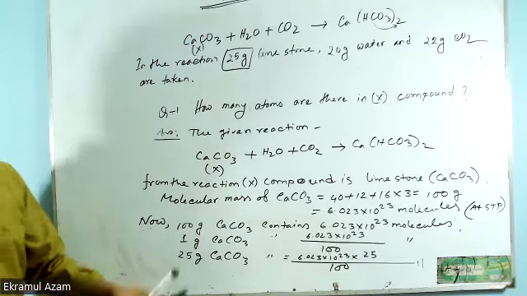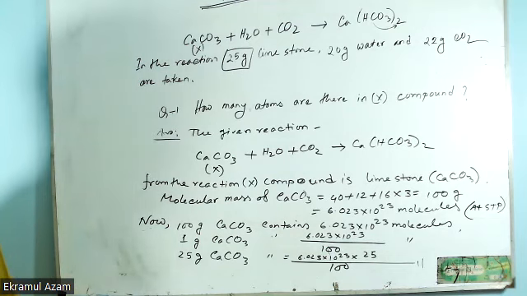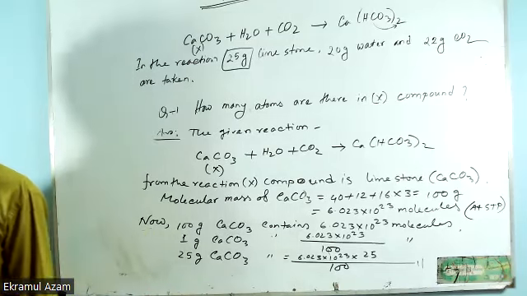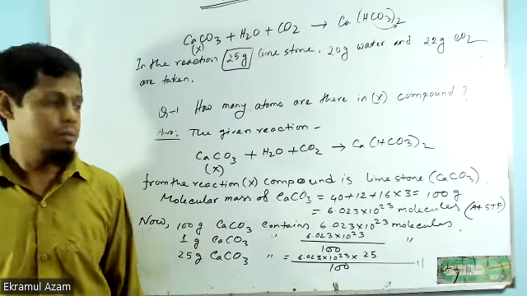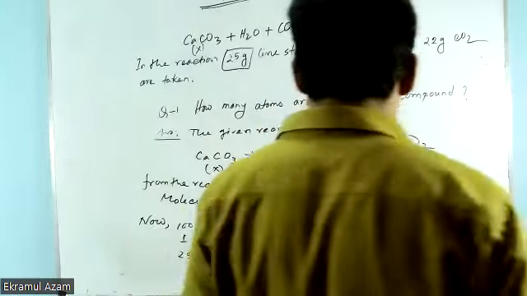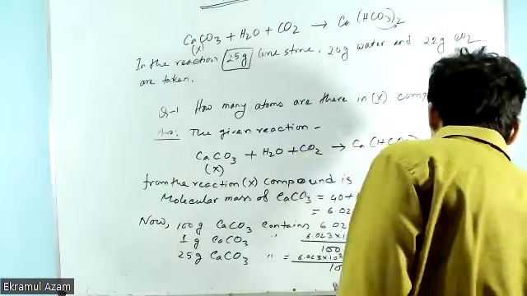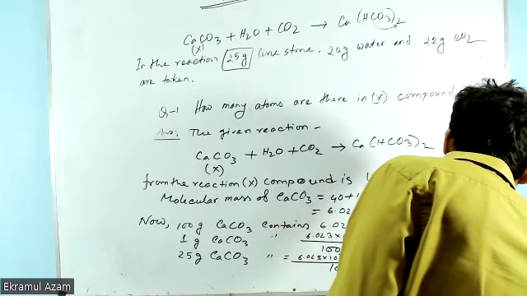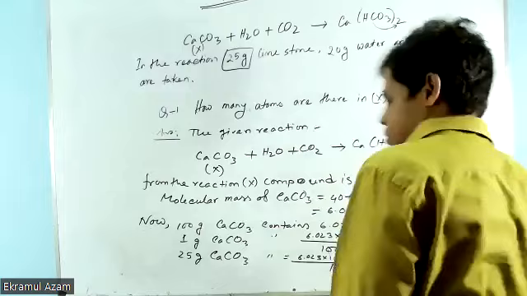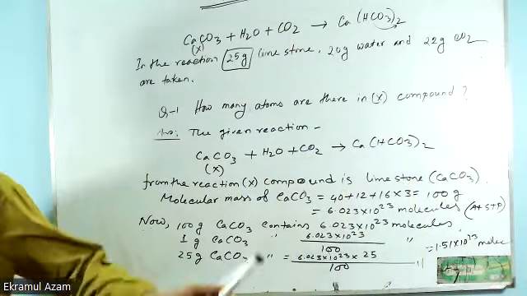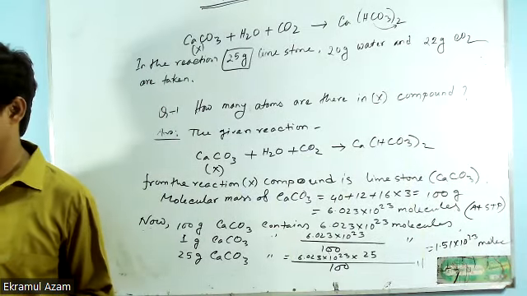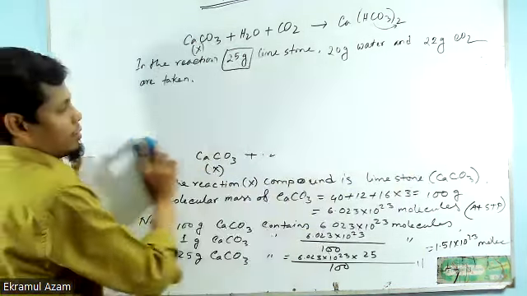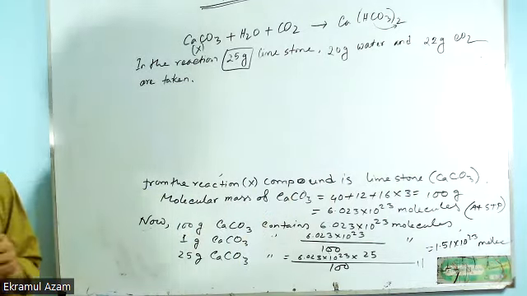Now, what's the result? Do you know? Calculate it. Hurry up. Sir, 1.51 into 10 to the power 23. 1.51 into 10 to the power 23 molecules. Write down here molecules: 1.51 into 10 to the power 23 molecules.